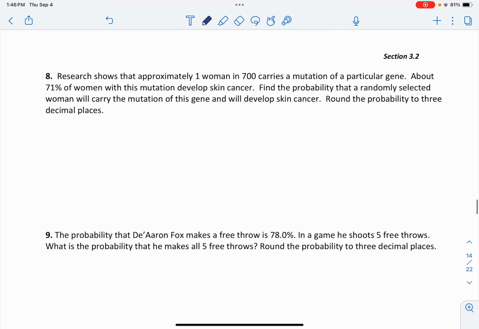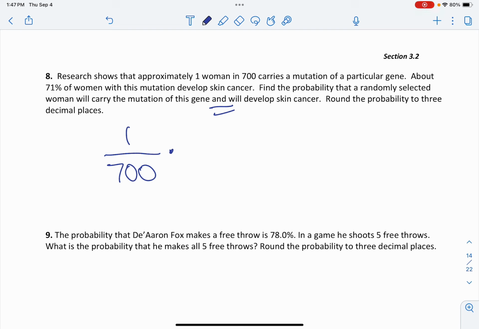Okay, one more page for 3.2. Here's another one where it's a conditional probability. Research shows that approximately 1 woman in 700 carries a mutation. And then about 71% of women with this mutation develop skin cancer. So find the probability that a randomly selected woman will carry the mutation in the gene and develop skin cancer. And I have those probabilities, so the first probability is 1 out of 700. And then given that they have the gene, 71% of the women develop skin cancer.